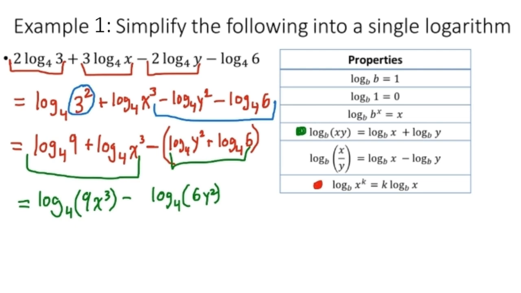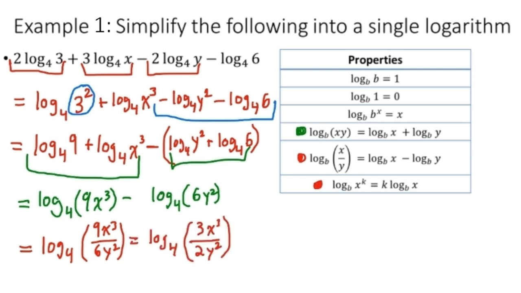Now I'm in a scenario where I'm subtracting two logs. Now I can use the quotient rule to condense into a single log. To use the quotient rule, when I subtract the two logs, I'm dividing the two inputs. So log base 4 of 9x cubed minus log base 4 of 6y squared equals log base 4 of 9x cubed divided by 6y squared. And the 9 over 6 we can reduce further. When we do, we get log base 4 of 3x cubed over 2y squared.